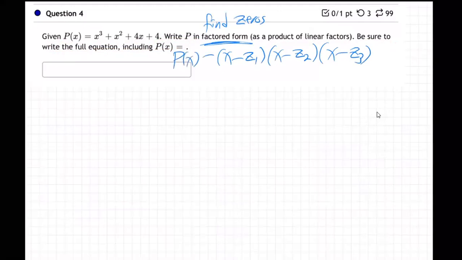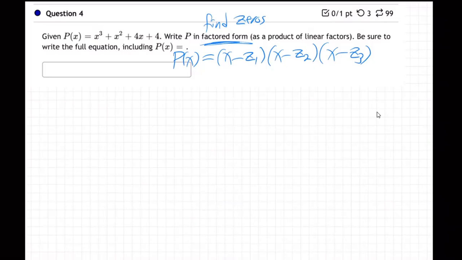We're going to write p of x equals x minus 0, 1, x minus 0, 2, x minus 0, 3. So we just have to find those three zeros and put them behind a minus sign and an x in parentheses. That's what we learned earlier, right? The roots, they're called roots or zeros, whatever you want to call them. They go behind a minus sign, x minus each zero in the parentheses.